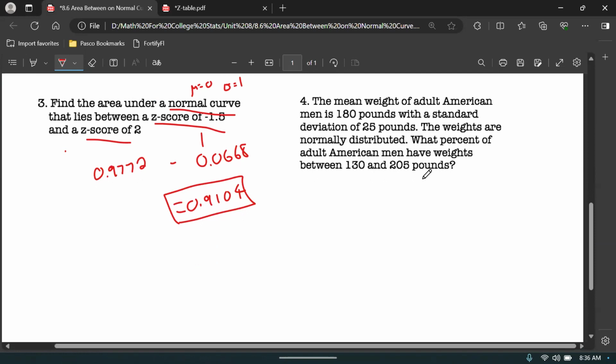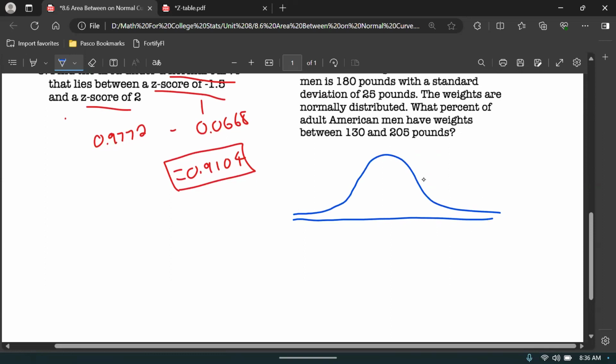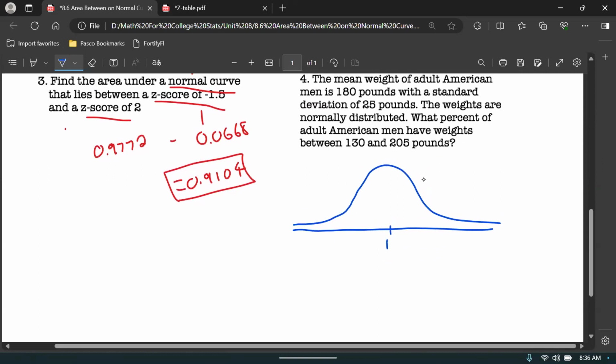Now, last one. The mean weight of adult American men is 180 with a standard deviation of 25 pounds. The weights are normally distributed. What percent of American men have weights between 130 and 205? Drawn out, we probably don't need to, but you know I like to do that. 180 in the middle, 25 pounds per standard deviation. So this would be 205, 230, 255.